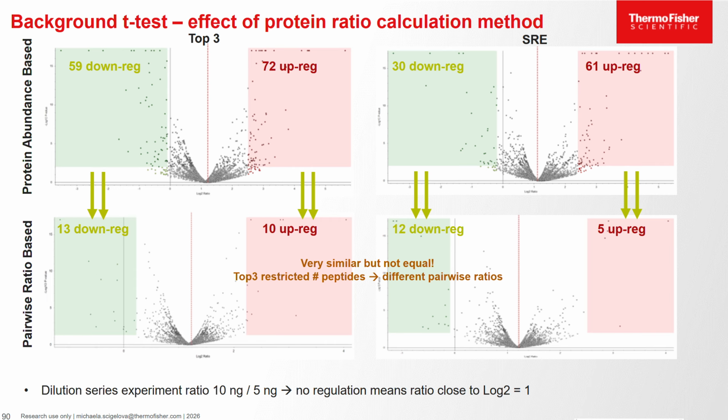When we then use the peptide pairwise ratio based method for protein ratio calculation, we see that there is a slight improvement compared to protein abundance based protein ratio calculation, simply because the number of up and down regulated data points is smaller. So this is just one of those validation slides which you might produce in Proteome Discoverer and check.